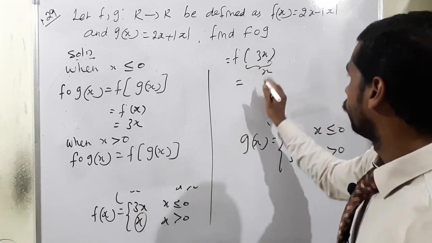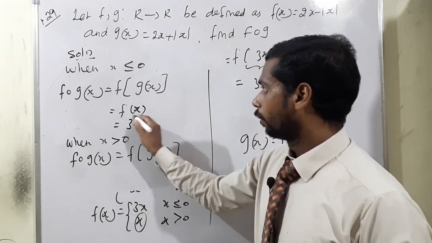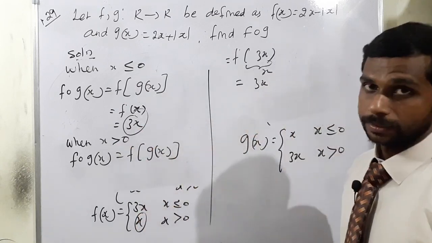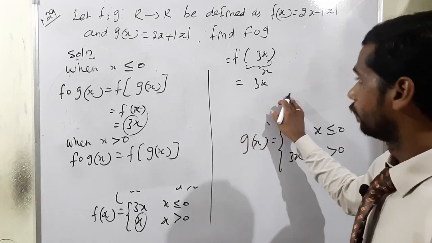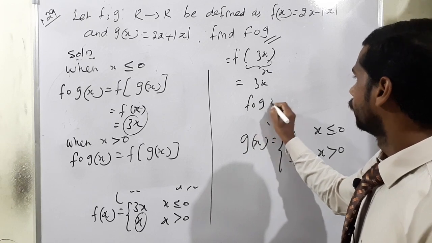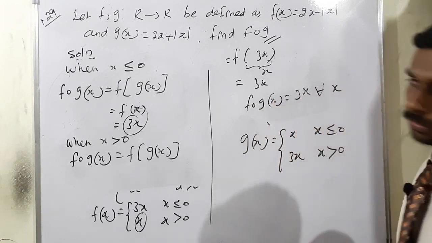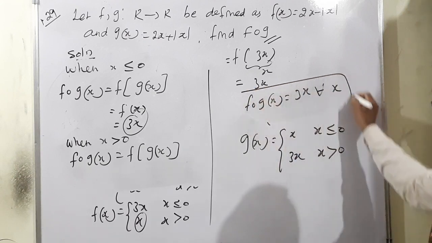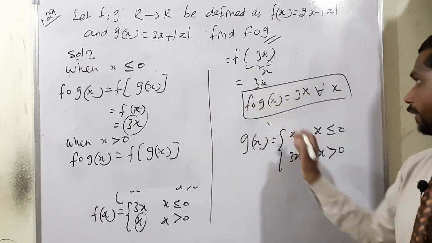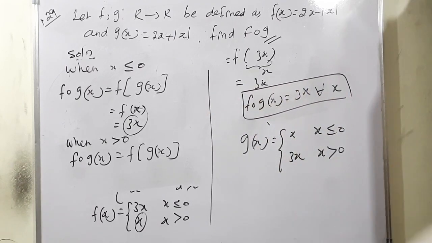Instead of x, we can write what value? 3x. See, look at this. When x is less than 0, we have the output 3x. When x is greater than 0, we also have the result 3x. Therefore, same output, isn't it? We proved f∘g of x is equal to 3x for all values of x. Okay, the output we can finish like that. f∘g of x is equal to 3x for all x. This is our final answer. Okay, I will continue to the next concept.